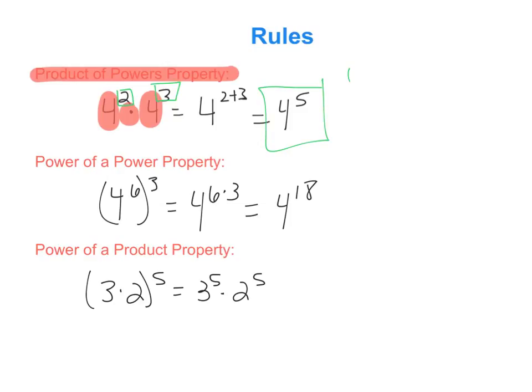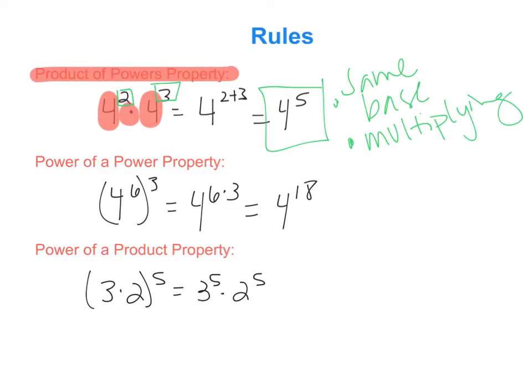Needs to have the same base, which this problem does, and you need to be multiplying the powers. You cannot be adding. It does not work with addition because exponents is repeated multiplication. Okay, so that's important to note.